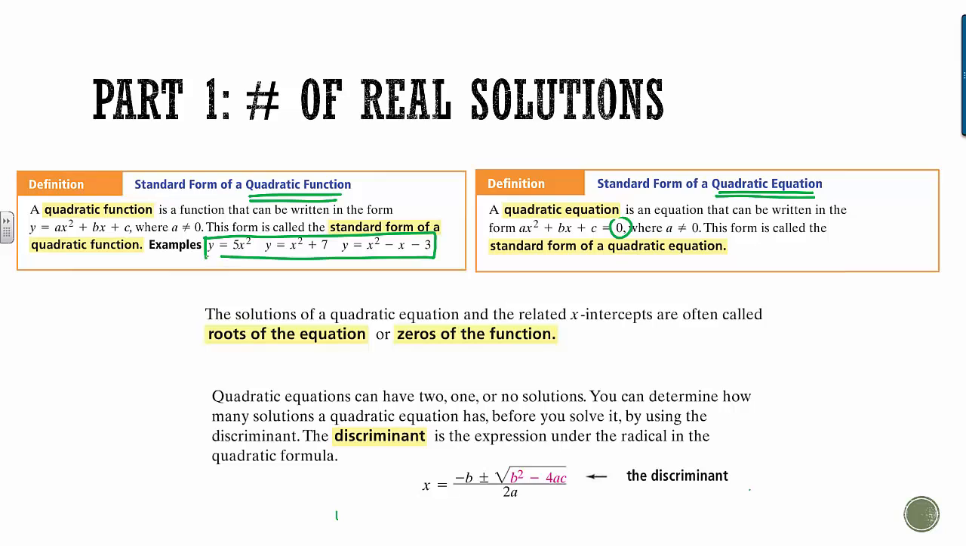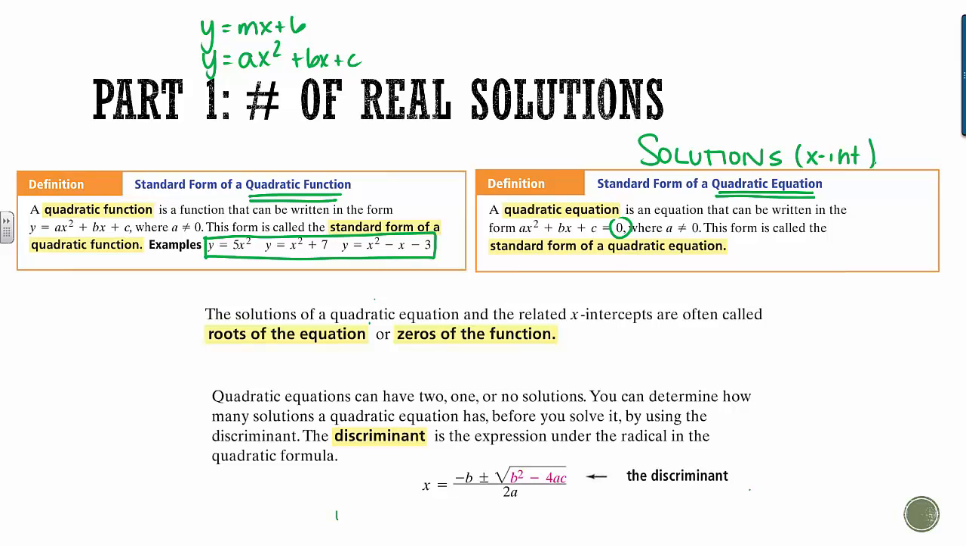If you notice, they don't equal 0 anymore, they equal y. Just like when we had y equals mx plus b, that was a linear function that we could graph. Now we're doing y equals ax squared plus bx plus c. So the solutions of a quadratic equation are the x-intercepts. That's why we call those zeros of the function or roots of the equation. So all of the solutions that we found over here, like x equals 2, these are x-intercepts. And we'll need those later today.